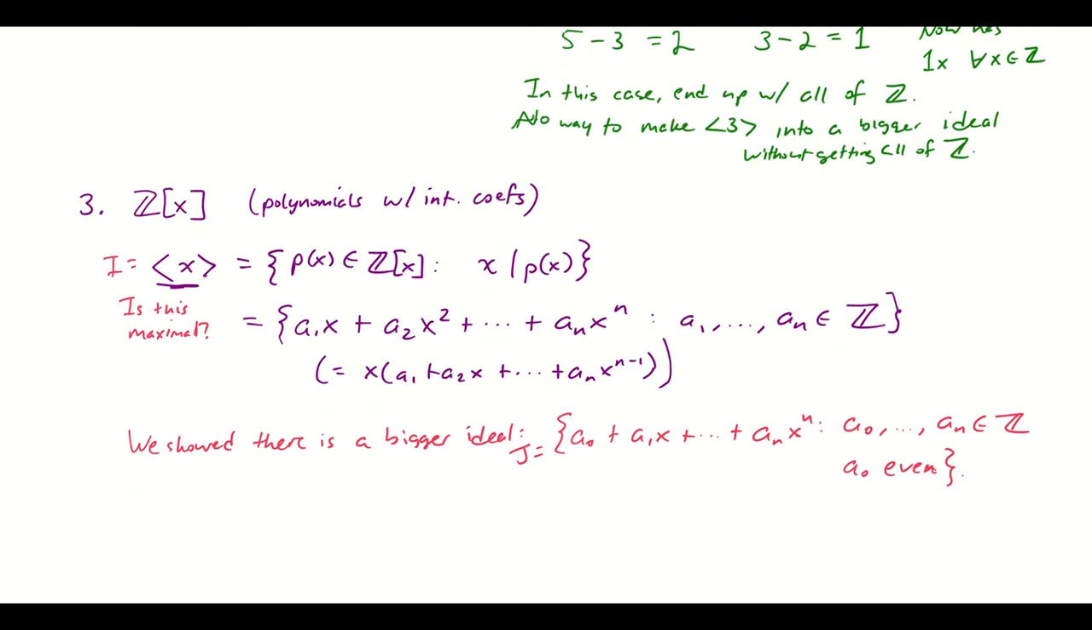And then we're in that situation again where we have I is a strict subset of J, which is a strict subset of Z[x], and all of those are ideals. So this is not maximal. On the other hand, this one is maximal, and here's why. Okay, if I were to take this ideal and try and think of a bigger ideal, let's call it K.